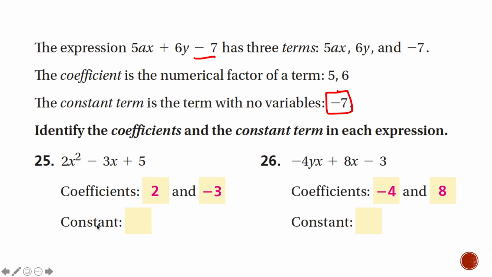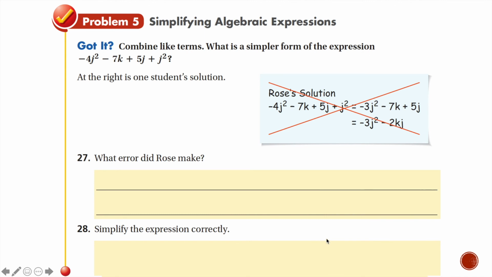But let's talk about the constants, the numbers by themselves. The number that's by itself in the beginning, 25, is going to be 5. That's its constant. The constant for 26, so the number that's by itself for 26, will be a -3. Good work.